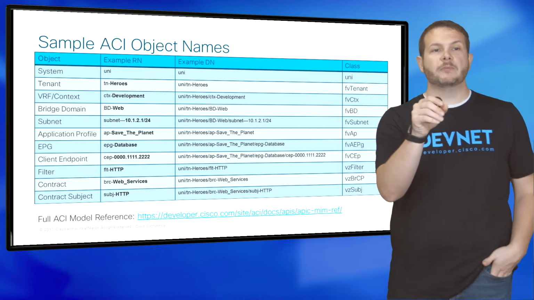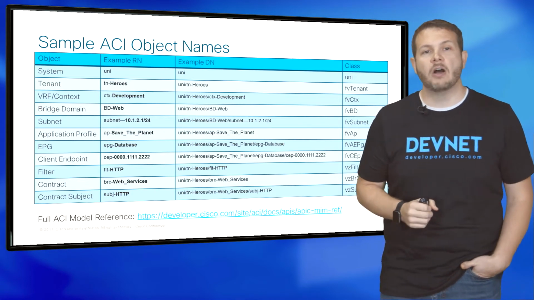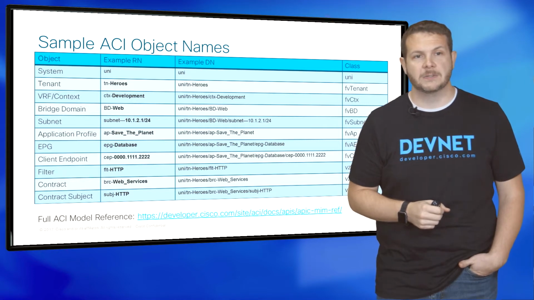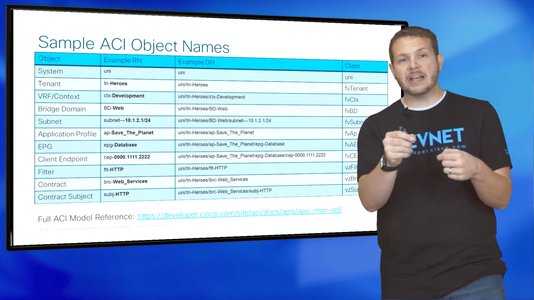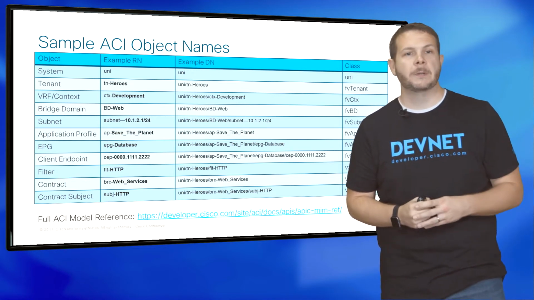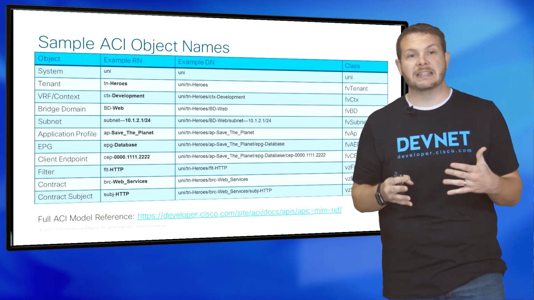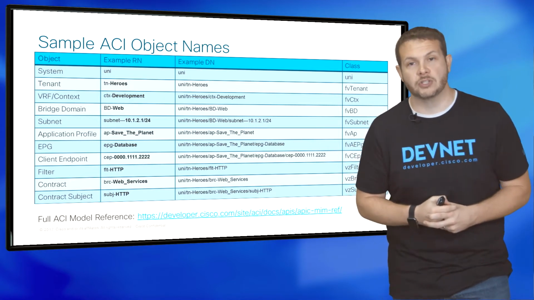Now, as we build from there across tenants and VRFs, we see examples of how we construct RNs and their relative DNs. For example, a tenant's RN is the letters TN dash followed by the unique identifier for that tenant, in this case, heroes. If we want the distinguished name for that tenant, we would then connect the TN heroes to its parent, which is uni.